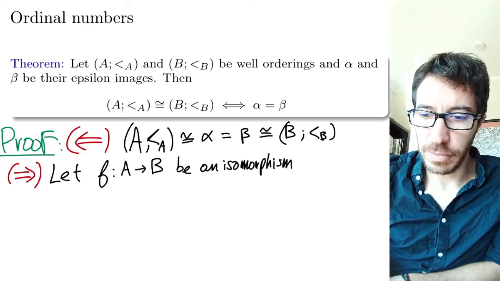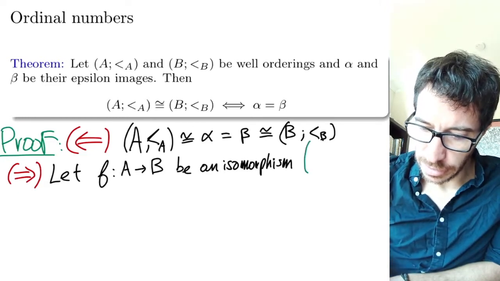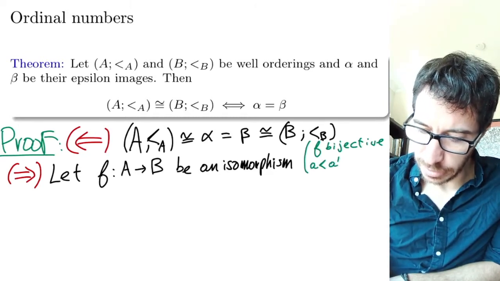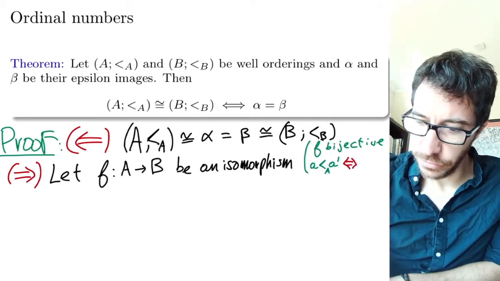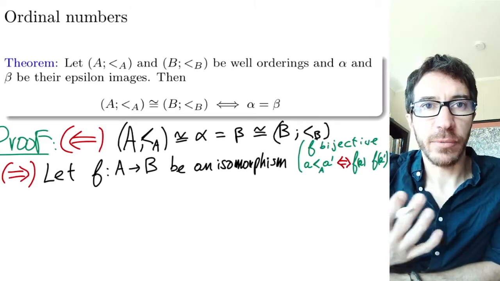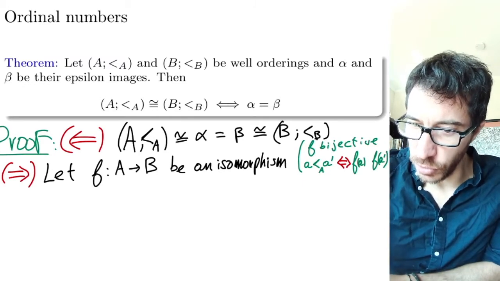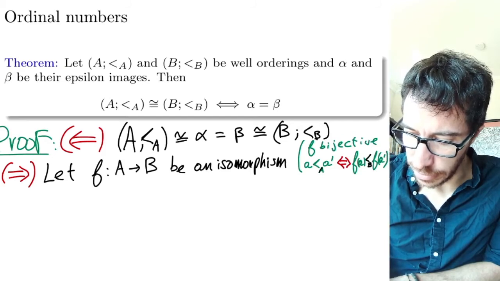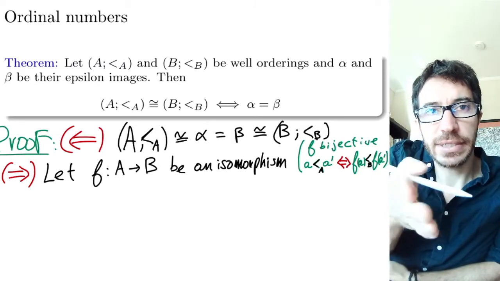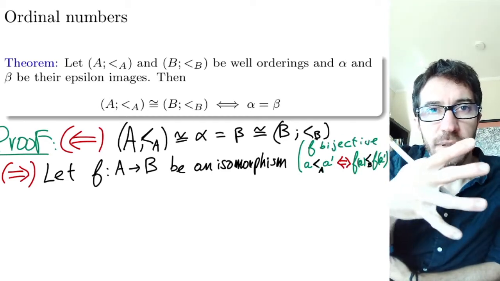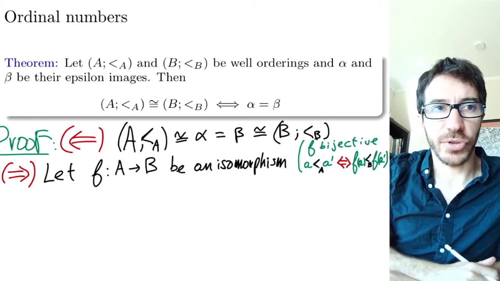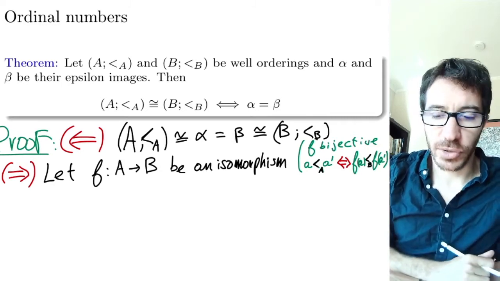What does isomorphism mean? Maybe we just put it on the side. It means that F is bijective, and it means that a less than a prime according to A is equivalent, if and only if, their images are related the same way. F of a and F of a prime are related the same way, but now these images are in B, so this is according to less than in B, while this one is less than in A. So when you go through F, the relation between the elements gets preserved exactly the same way. The orderings are mapped the same way through F. So it's an isomorphism, meaning it preserves the relation. They both look exactly the same according to F.